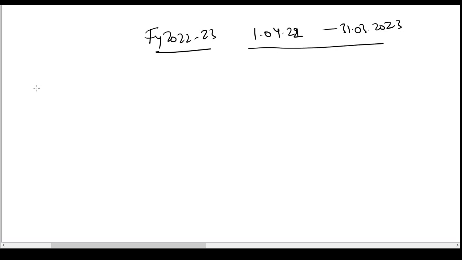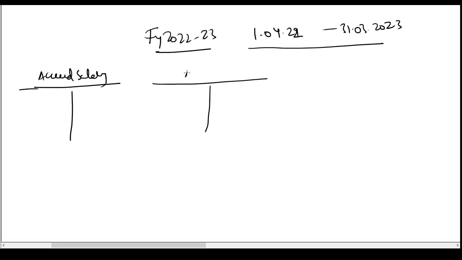Now let us come to FY 22-23. That means the accounts which are going to start on 1st April 22 and end on 31st March 23. Now, if you observe from the balance sheet, two accounts will be opened in the books of the next year: accrued salary and accrued interest. When we pass the opening entry, these accounts will get opened in our books. They will have credit balances, salary 10,000 and interest 18,000.